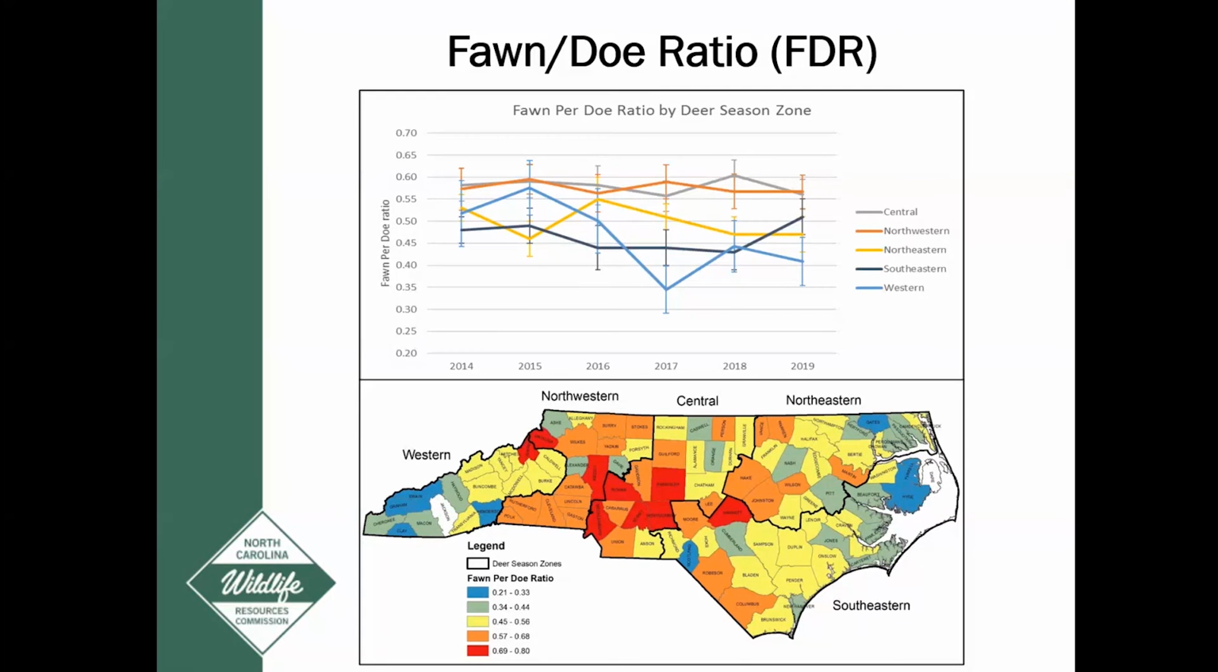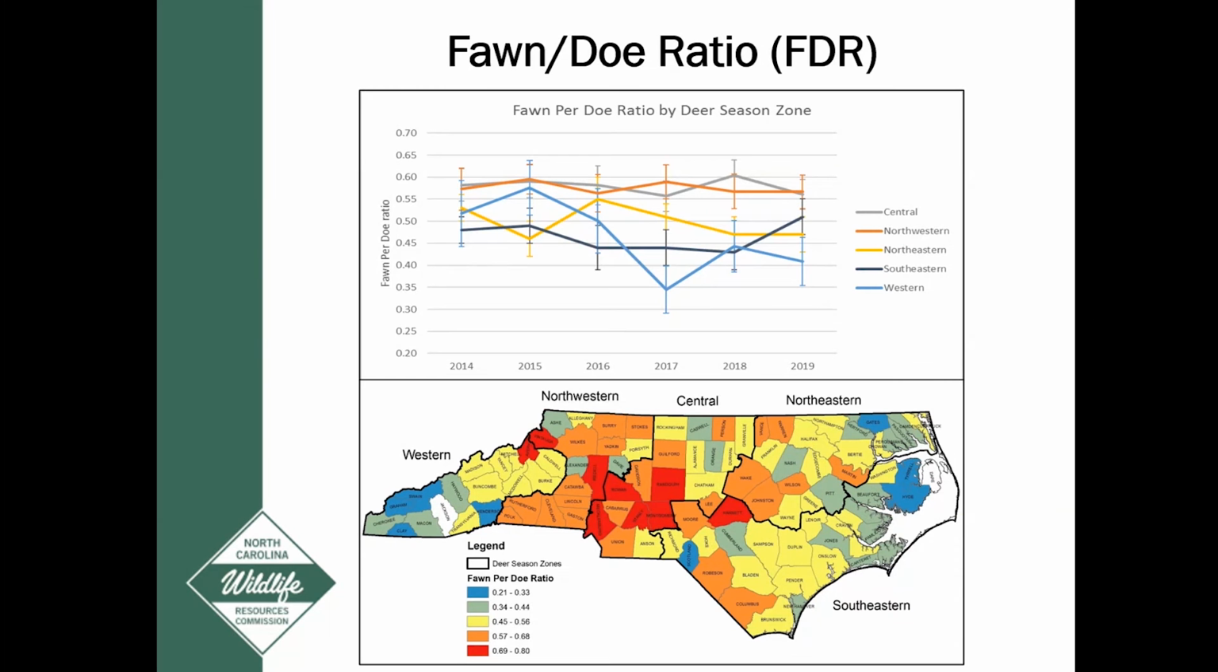We also monitor our fawn to doe ratio, and I think this is a pretty good index of recruitment. So recruitment being the number of deer recruited into the huntable population. And again, what we see here, it makes a lot of sense.